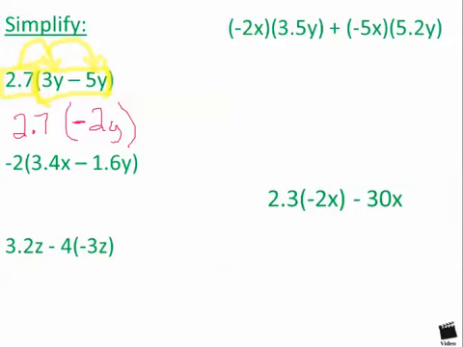So now I simply have to multiply 2.7 by 2, and be careful about my sign. So it's 2.7 times negative 2. If you do it in a calculator, you'll get negative 5.4. And this y is being multiplied, so I just set it right there to say this is multiplication.